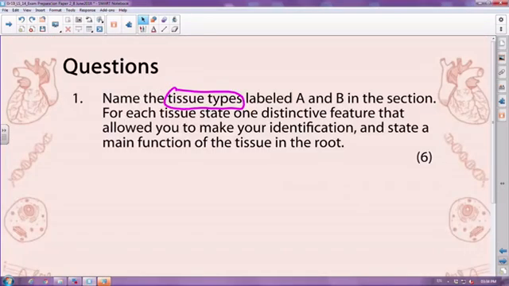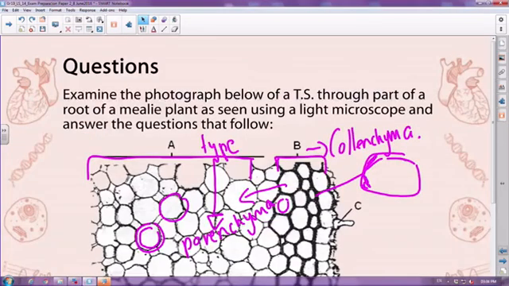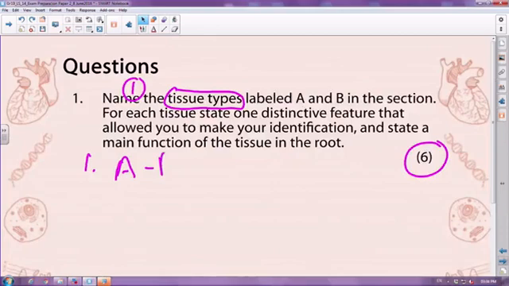But that's not what the question asked us. It is for 6 marks. You had to do a few things. Number one, name the tissue type. So let's start. What is A? A, we go back here. What is A? A is parenchyma. So there, first of all, we named it.